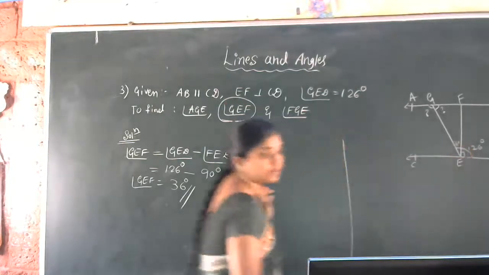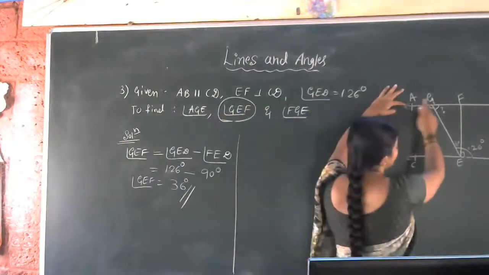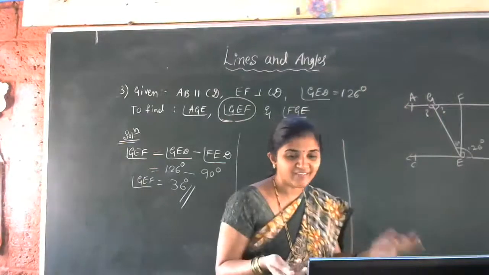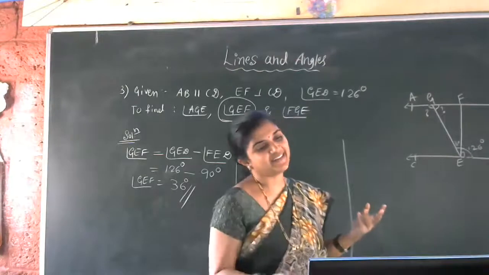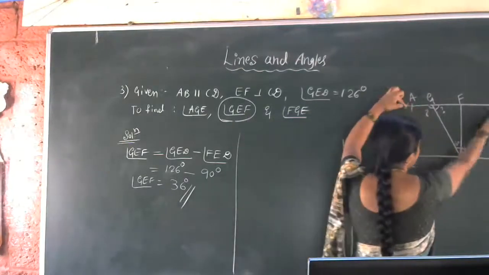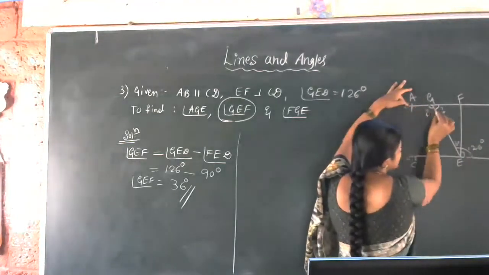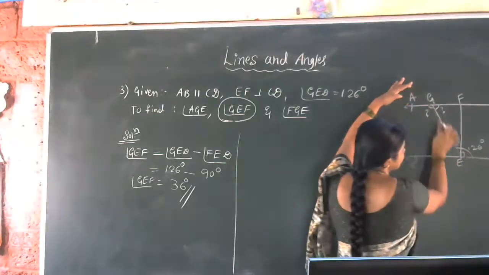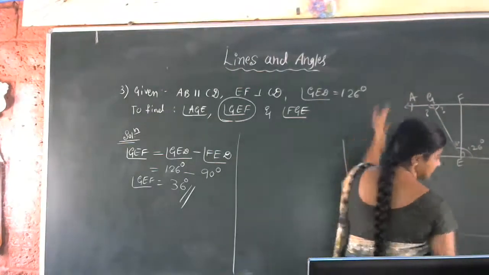Now what do we have to find? The second angle, AGE. Can we work out AGE? AGE is equal to GED. Why? Alternate interior angles. See here, the Z shape. Are you observing the Z shape? AB line is parallel to CD line, the condition is given. AGE is equal to GED. It is a Z shape only.